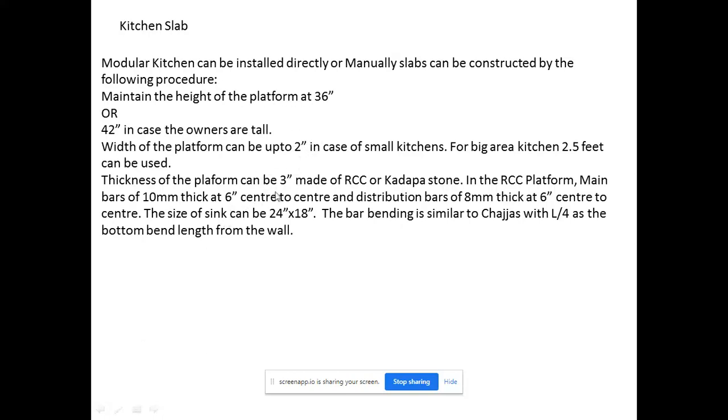The thickness of the platform can be 3 inches, made of RCC, or Kadapa stones or granite; mostly marble is made use of. In the RCC platform, main rods of 10 mm at 6-inch center to center and distribution rods of 8 mm at 6-inch center to center are used. The size of the sink can be 24 inches by 24 inches. If it's only for a couple, then 24 inches by 18 inches is enough. The bar bending is similar to chajjas with L/4 with the bottom bed length and the wall.